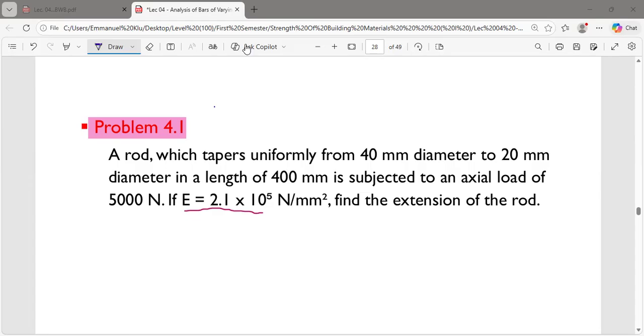So I want to ask a question even before we proceed. Which kind of tapering bar is this? Is this a uniformly tapering rectangular section or a uniformly tapering circular section? Can anyone bring it up? A uniformly tapered circular section, because of the diameter. It indicates it's a circular section.